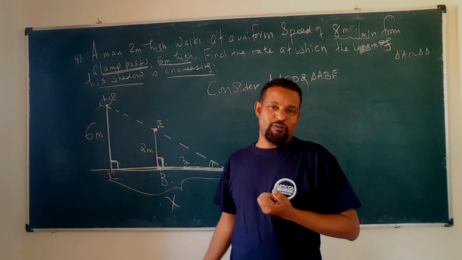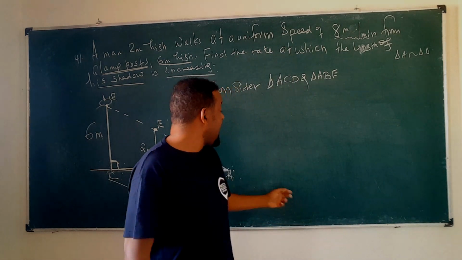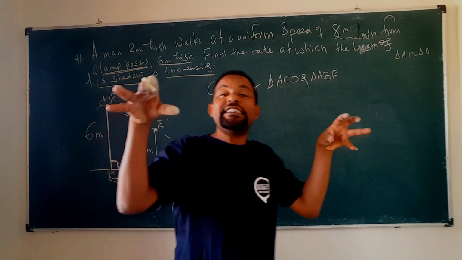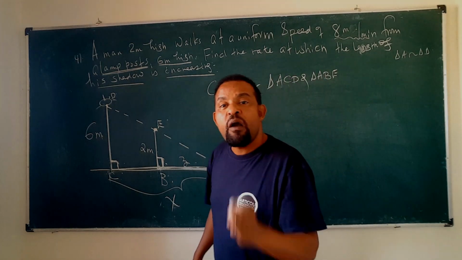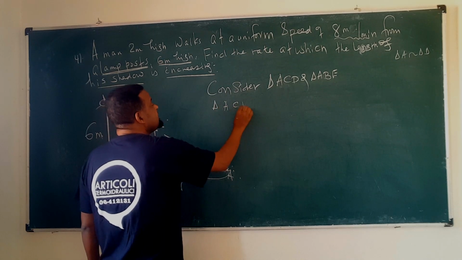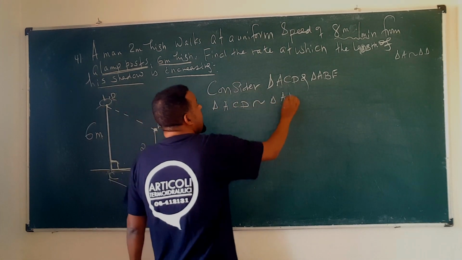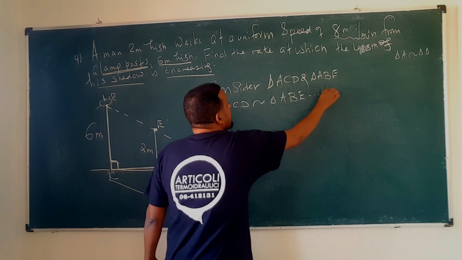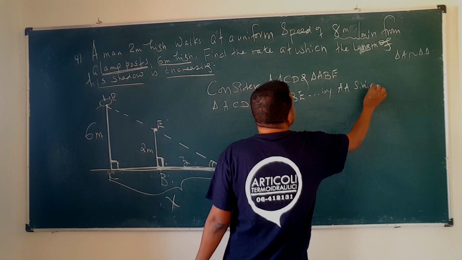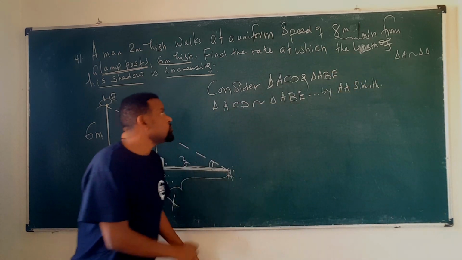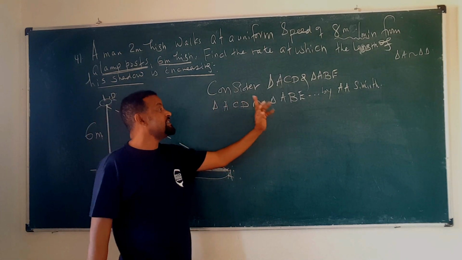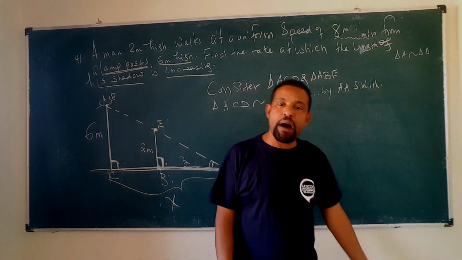We have two congruent angles. Angle A is common, and angle B and angle C are right angles. So the two triangles are similar by angle similarity. Triangle ACD is similar to triangle ABE by what? By angle similarity. Yeah. Okay, so the two triangles are similar.